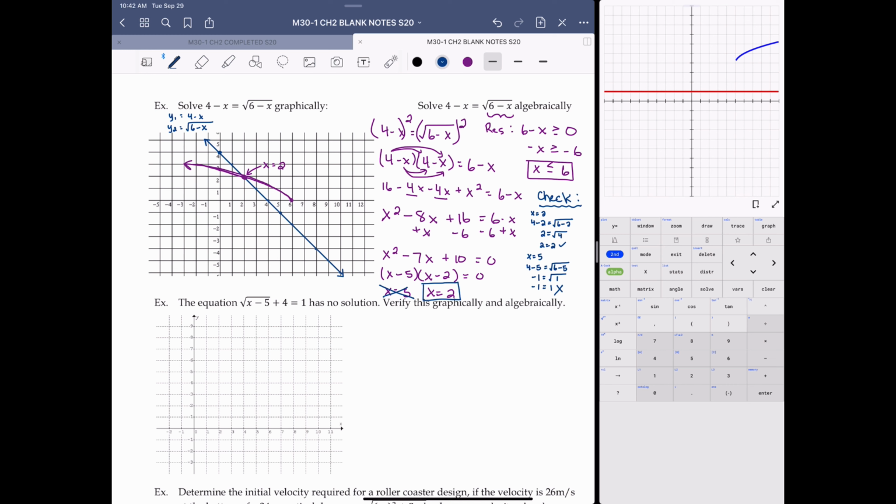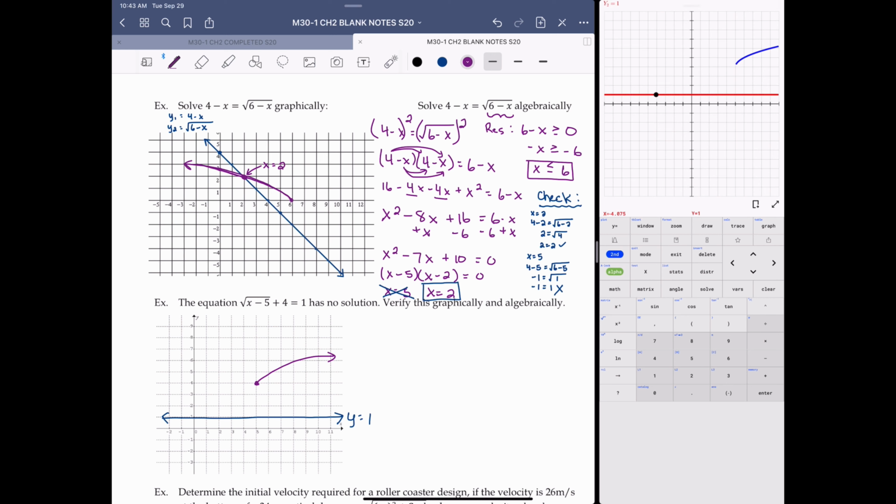So we get this. We have a line at y equals 1, and then we have this curve here. The endpoint is 5 and 4, so about there. It doesn't really matter exactly how it looks, because the point is to show that it has no solution. So it's going off like that somehow. And this is y equals square root of x minus 5 plus 4. So we can clearly see from the graph that these two graphs do not intersect each other, which would mean there's no solution.